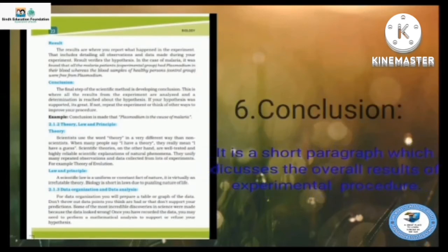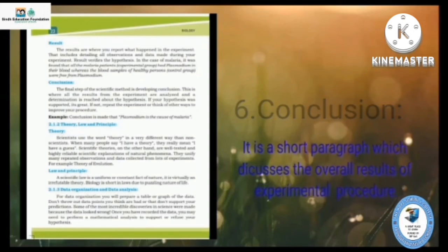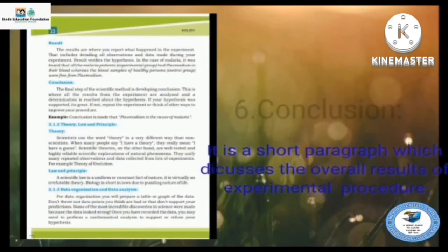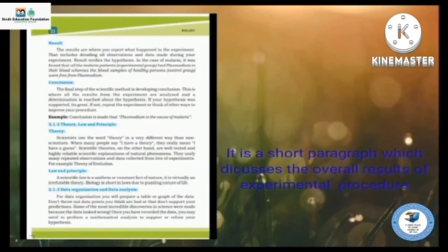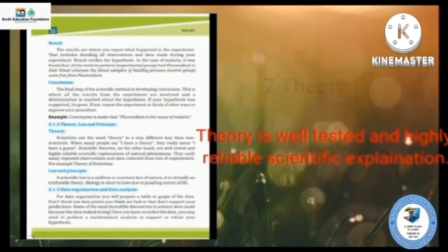Number 6 is conclusion. It is a short paragraph which discusses the overall result of the experimental procedure. It is actually a summary which explains the whole procedure. And number 7 is theory.